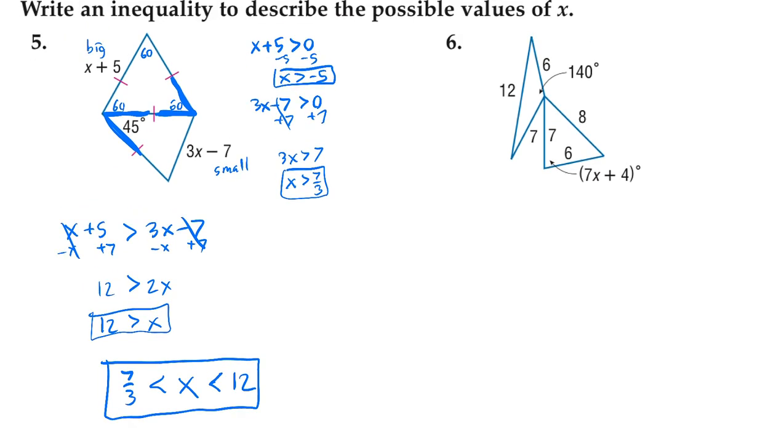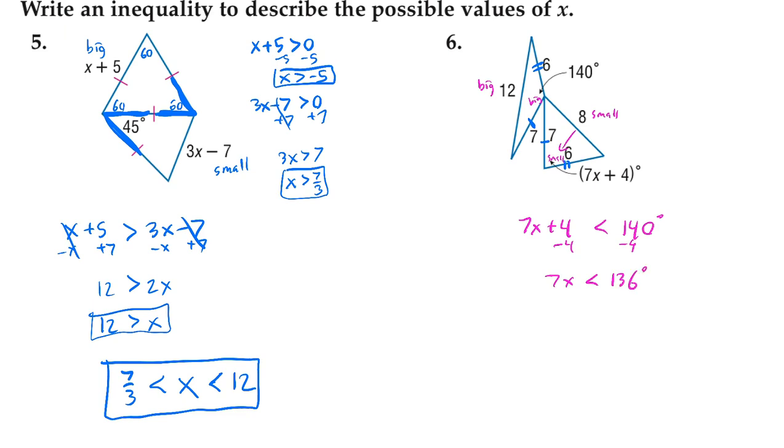All right, so over here, what do we have? We have a 7 and a 6 match to a 7 and a 6. And then the third side in one triangle is big, and the third side in the other triangle is small. That means that this angle is small, and this angle is big when compared to one another. So that means the 7x plus 4 is small when compared to 140 degrees. And so we get minus 4, minus 4. So 7x is less than 136.